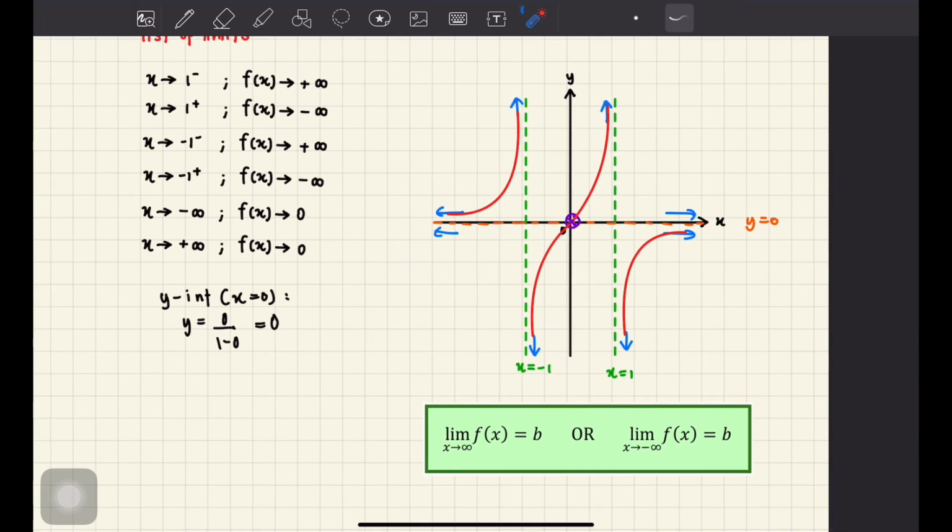Kita nampak kita punya graf tu ke belakang dan makin menghampiri asymptote, ataupun dia ke depan dan makin menghampiri asymptote awak. So that is the meaning of horizontal asymptote. So bila langgar dekat sini tak ada masalah pun sebenarnya.